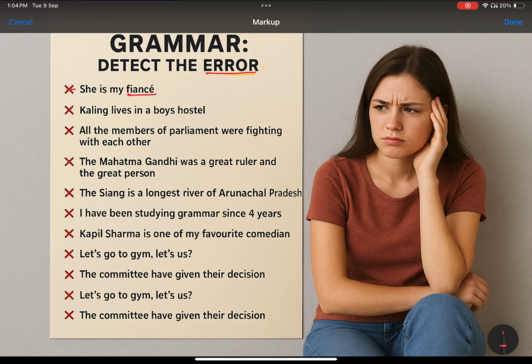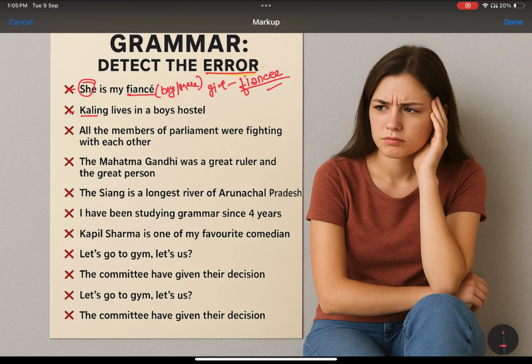So यहाँ पे क्या एरर है? Fiancé with single e is usually used for male, and a boy. यहाँ पे the subject is a girl, right? Because she is my fiancé. So for a girl you have to use double e, fiancée. So single e fiancé is only used for a boy, and double e fiancée is used for a girl. So this will be grammatically correct now.